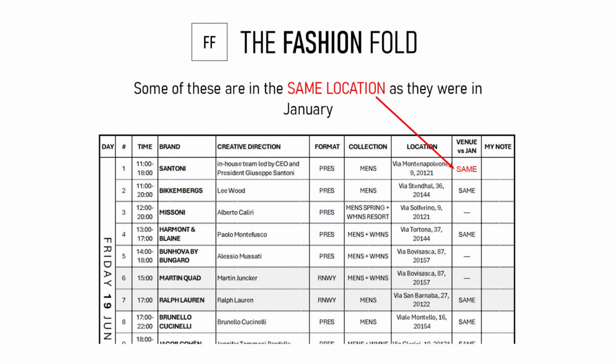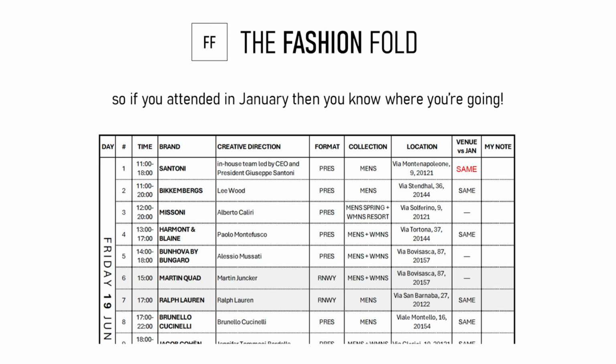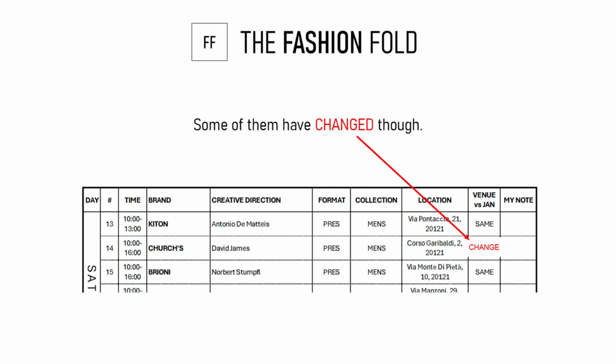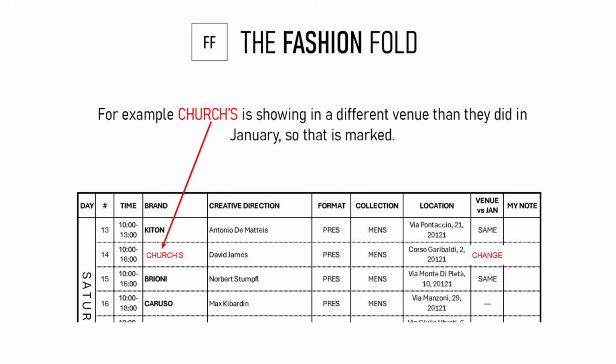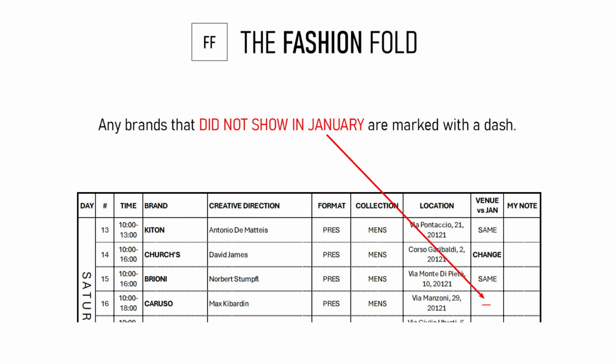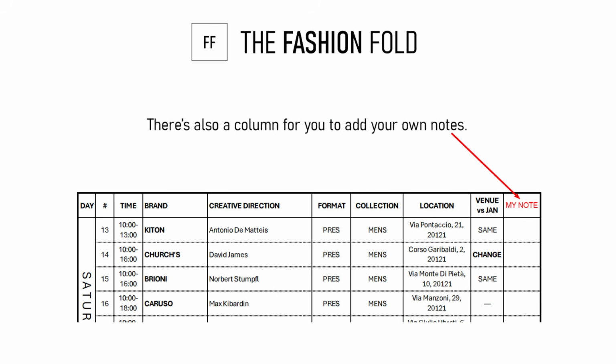Some of these are at the same location as they were in January, so if you attended in January, then you know where you're going. Some of them have changed though. For example, Churches is showing in a different venue than they did in January, so that is marked. Any brands that did not show in January are marked with a dash. There's also a column for you to add your own notes.